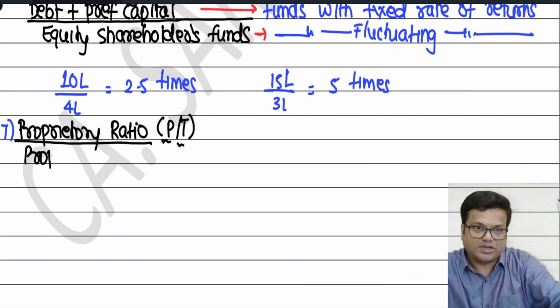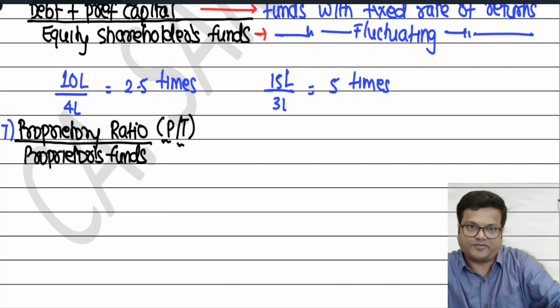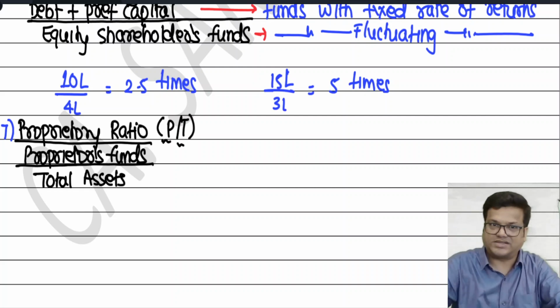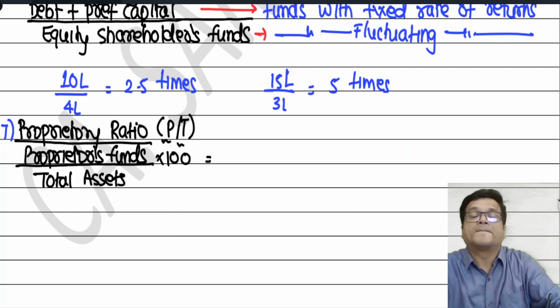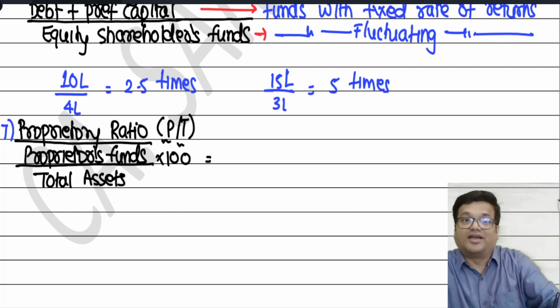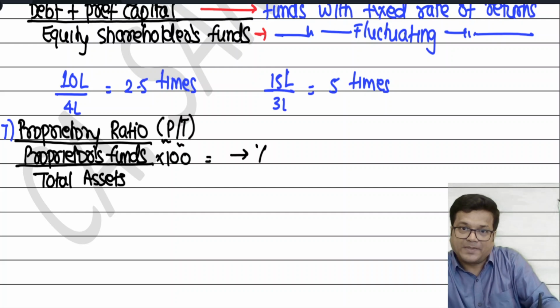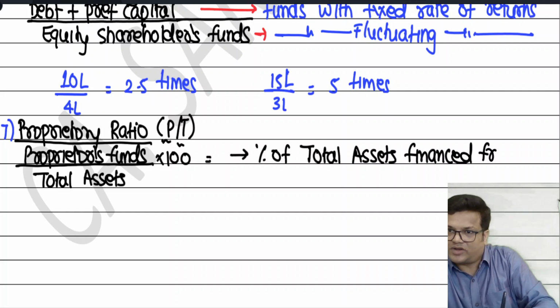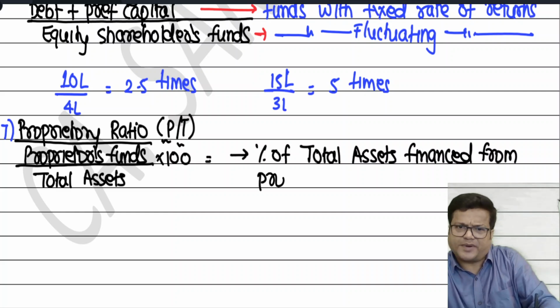So proprietors' funds upon total assets. Okay, you can multiply by 100. Now what does this ratio show? It shows the percentage of total assets financed from proprietors' funds. We all know proprietors' funds means own funds.